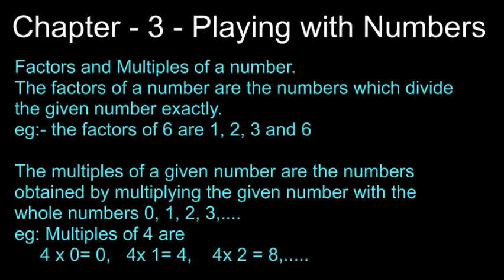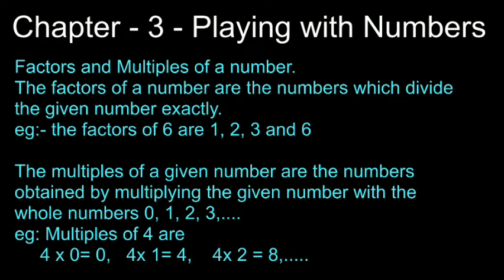But actually here 4 into 0 is equal to 0. But while considering the multiples in this chapter, we are checking with the natural numbers only. So 4 into 0, 0. Actually 0 is a multiple of 4 theoretically, but in the usual sense we are considering the first multiple of 4 as 4 only.